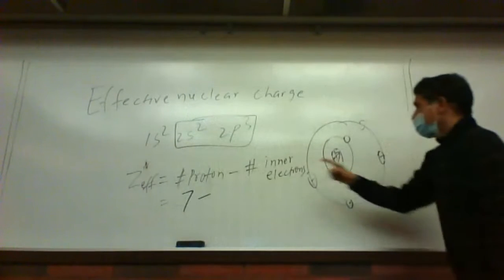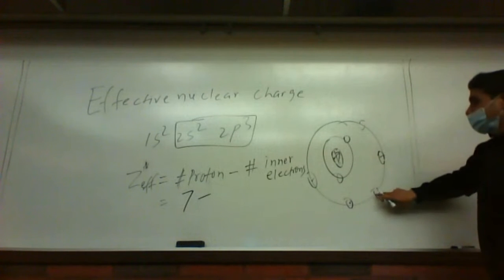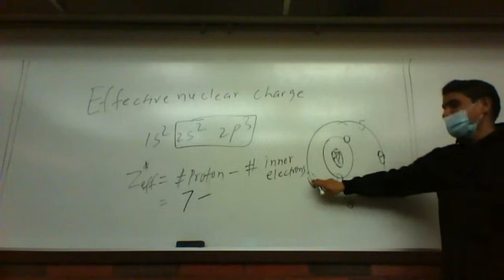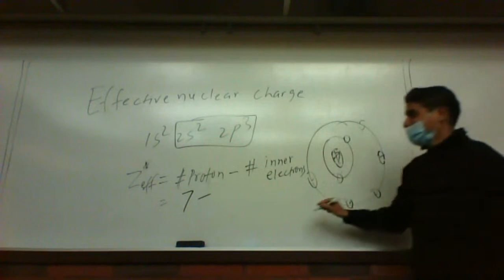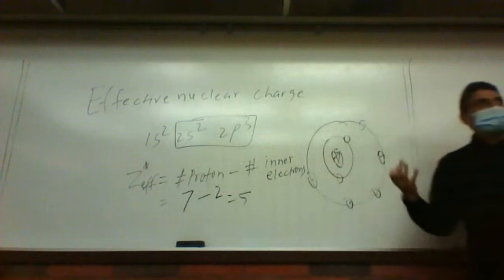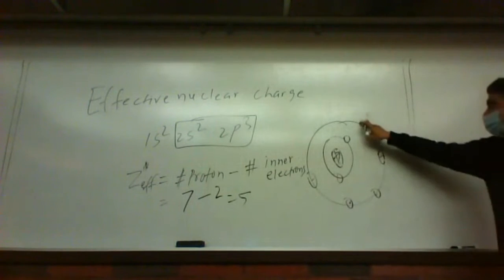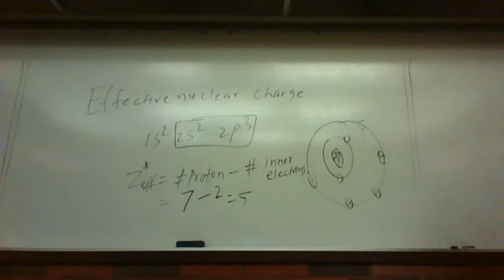So how many inner electrons are here? This is not an inner electron. This is not an inner electron. The inner electrons are only 2 here, 1, 2. So minus 2. So this is 5. So 5 units of force are experienced by the outermost electrons here. This is called the effective nuclear charge.